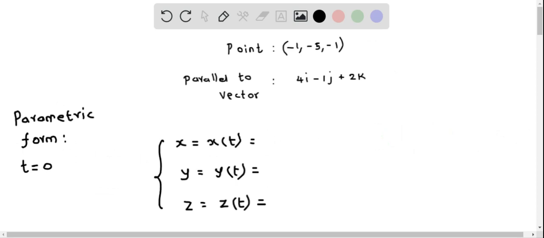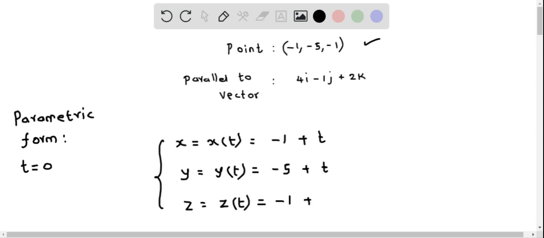Okay, so now let's write the parametric form of the equation of the line. So these are the parametric equations, that is x equal to x of t, and we have to write down the equations for these parametrics. So I'm going to explain how we can put these numbers. So first we consider the point, and we put the point like this: the x coordinate is -1 and the y coordinate is -5.